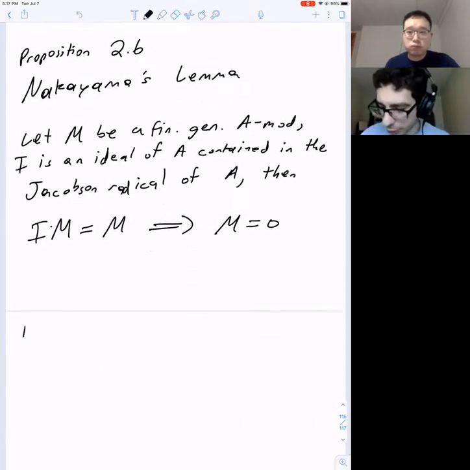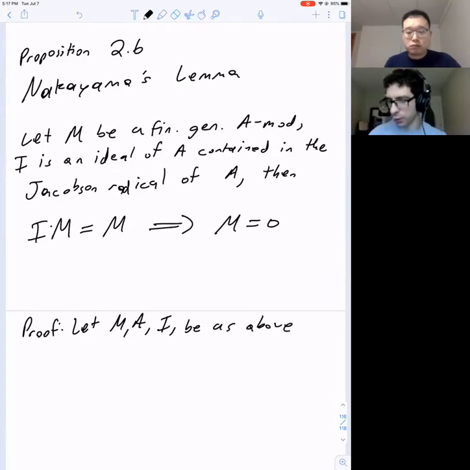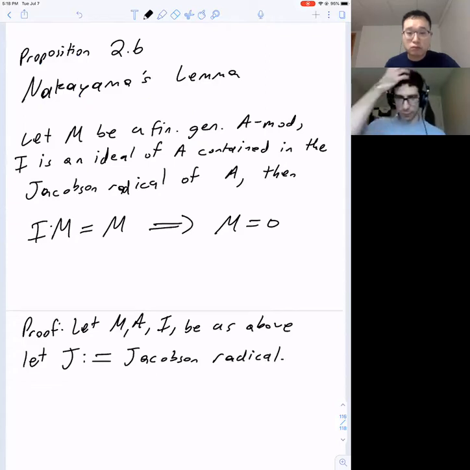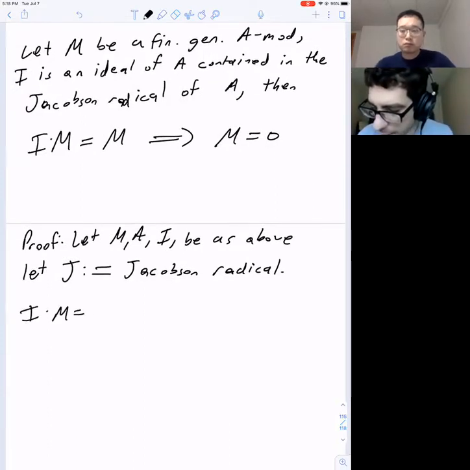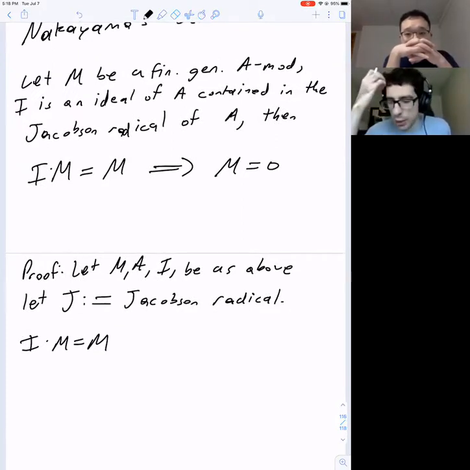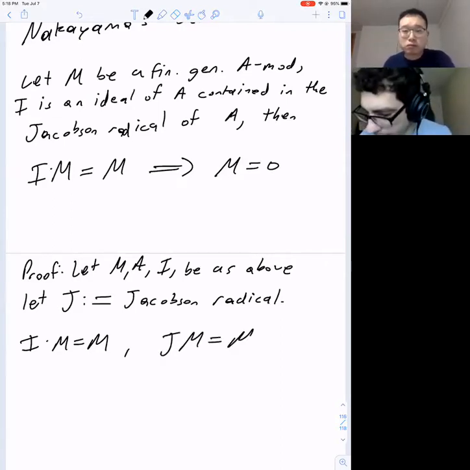So how do we actually prove this? Let M, A, I be as above. So let all these three objects be from the hypothesis, and let J be the Jacobson radical. Okay, so that means that if I times M equals M, then because I is an ideal contained in the Jacobson radical, and IM equals M, that means that JM equals M.